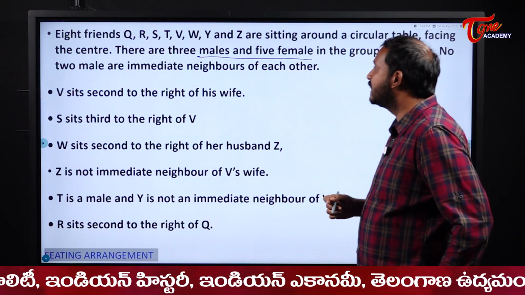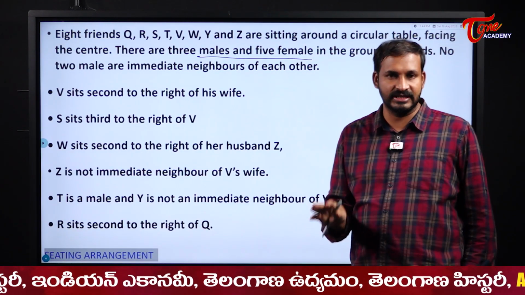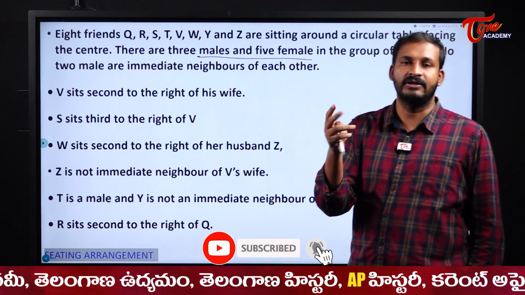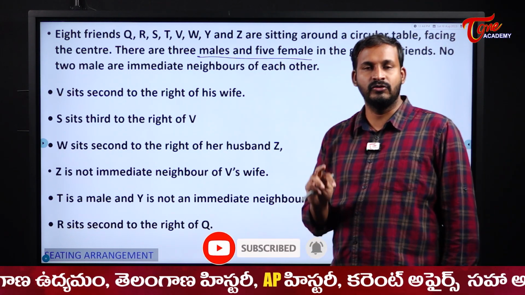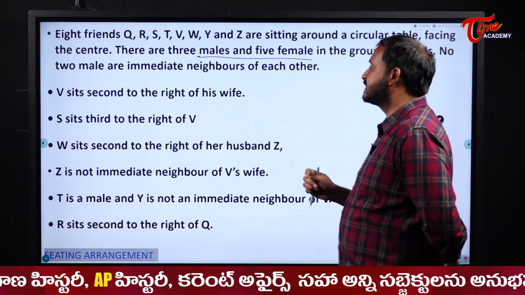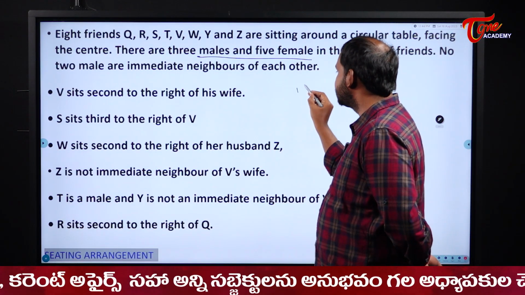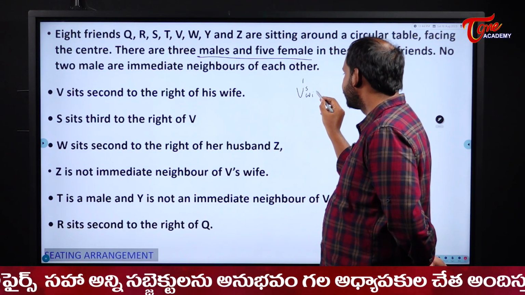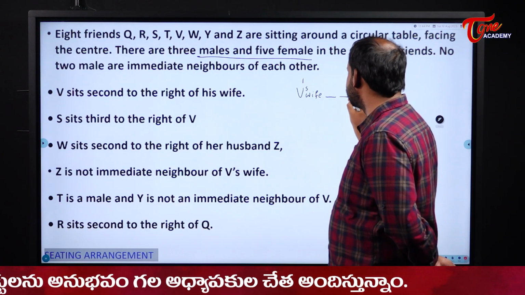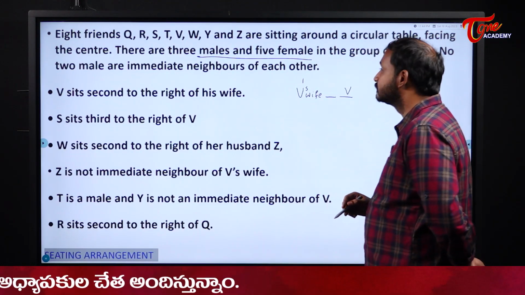So, here I have males and females, 3 males and 5 females. Even though all are facing the center, still 2 groups are there for me here. This is tier 2, that means second level, 2 level question for us. Next, V sits second to the right of his wife. Now, V's wife, to her second right, V will sit. That is the first one.